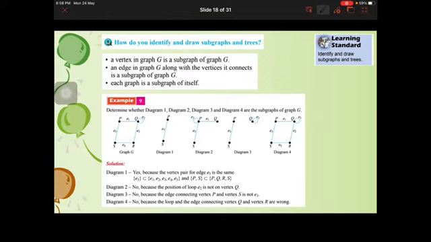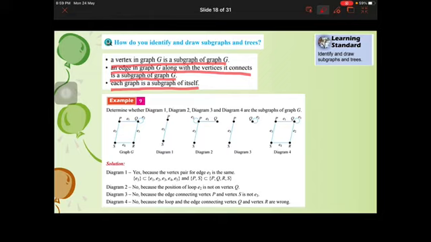A vertex in graph G is a subgraph of graph G, and an edge in graph G along with the vertices it connects is a subgraph of G. Each graph is a subgraph of itself. Now let's look at example 9 to make you understand more. Determine whether diagram 1, diagram 2, diagram 3 and diagram 4 are the subgraph of graph G.